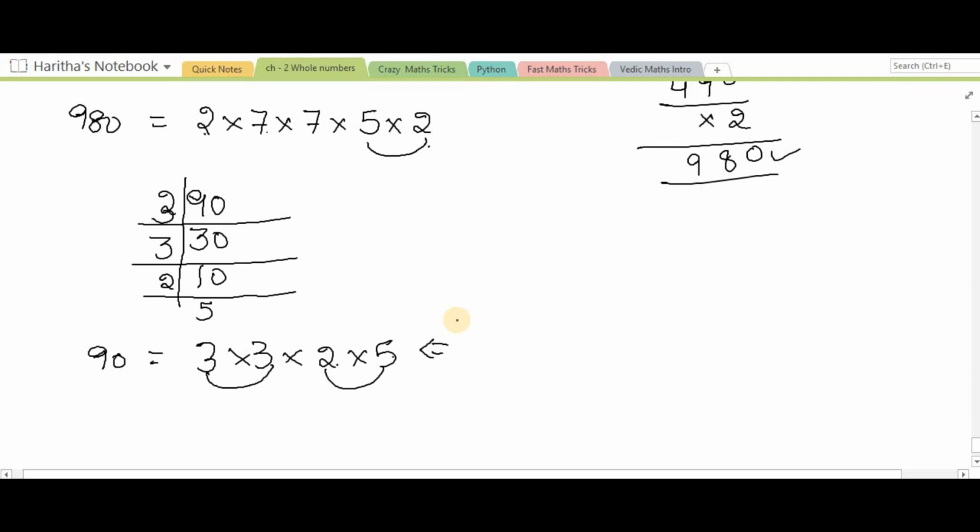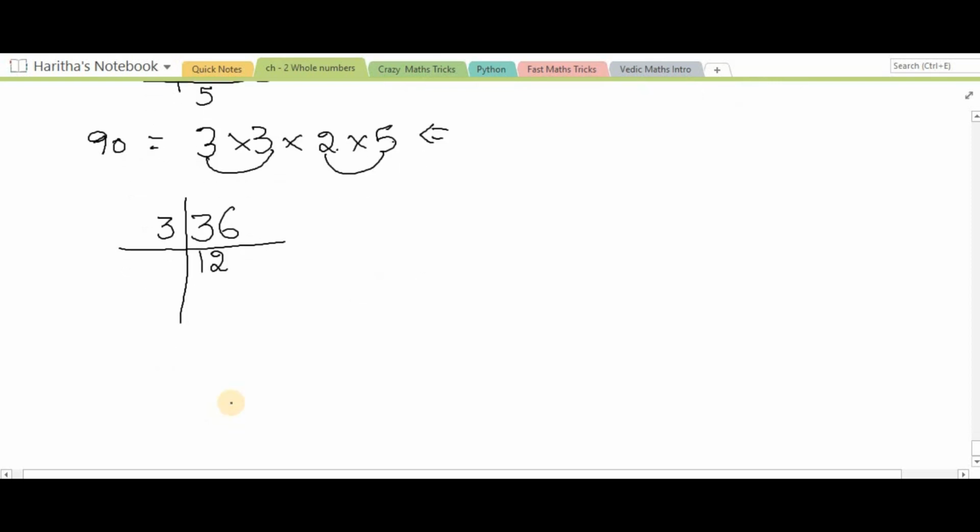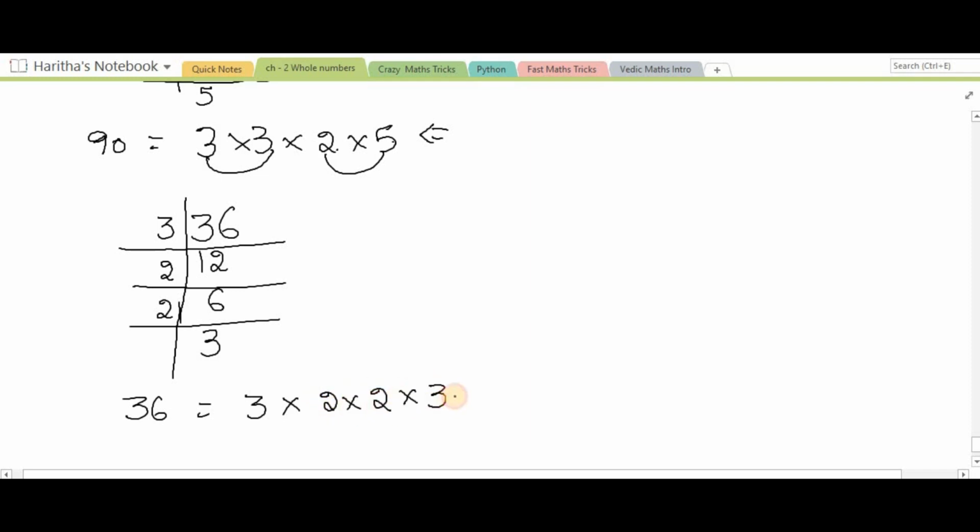Okay friends, and now the last, finding the prime factors of 36. Yes, you can use 3 table or 2 table also. So I am using 3 table here. 3 12s are 36. 2 6s are 12, or you can go even 3 4s also. 2 3s are 6. So as 3 is a prime number, I can stop finding my prime factors. Now the prime factors of 36 are 3 into 2 into 2 into 3.